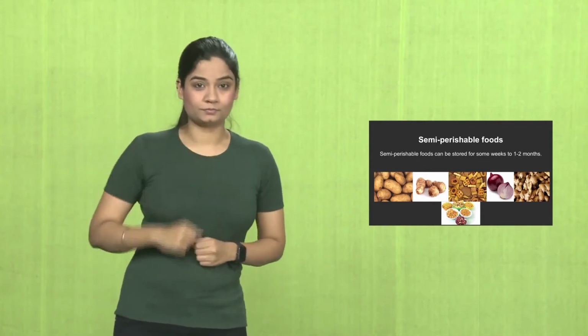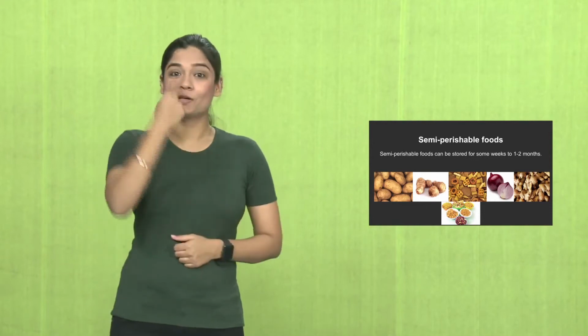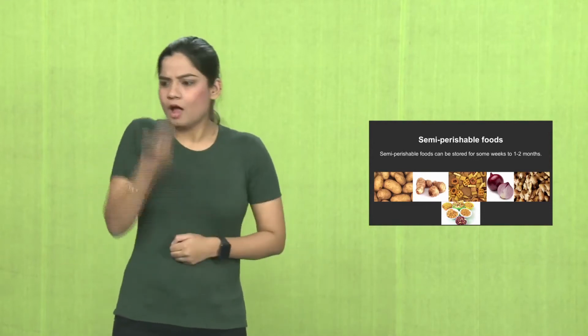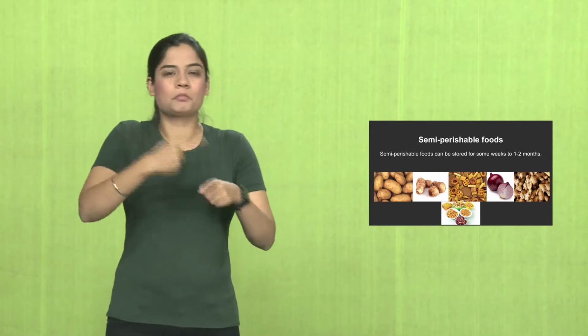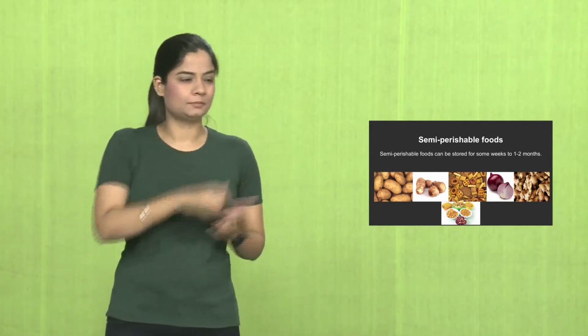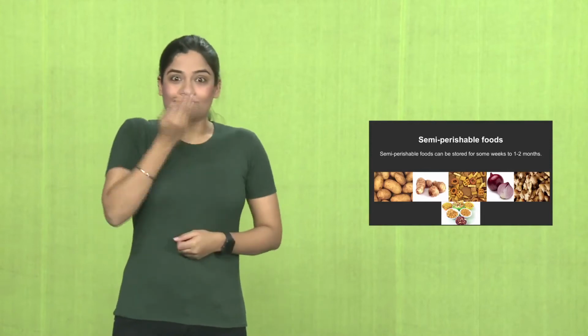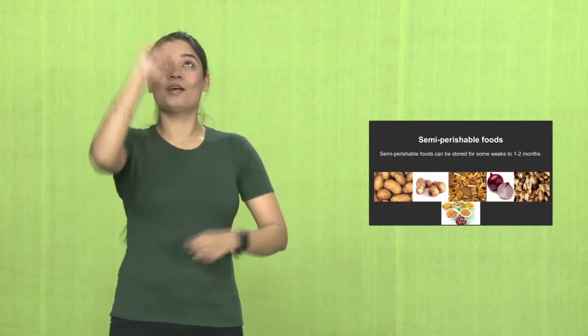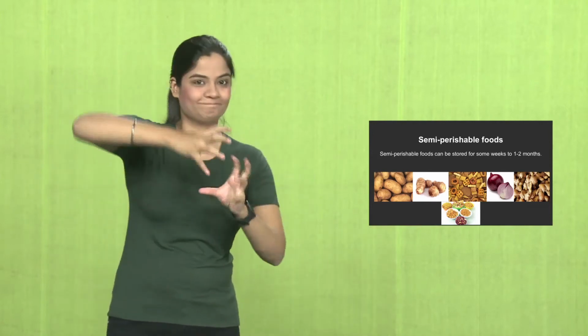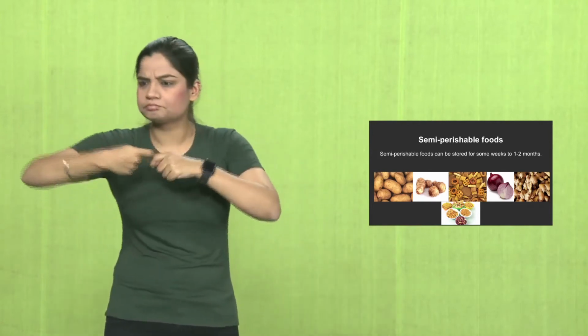There's potato, ginger, pyaz (onion), arbi, biscuits, namkeens, etc. These are semi-perishable foods. They can be kept for 1 to 2 months. You may have noticed when you are having namkeen, it becomes soggy sometimes because of the air. So it has to be kept in airtight containers.